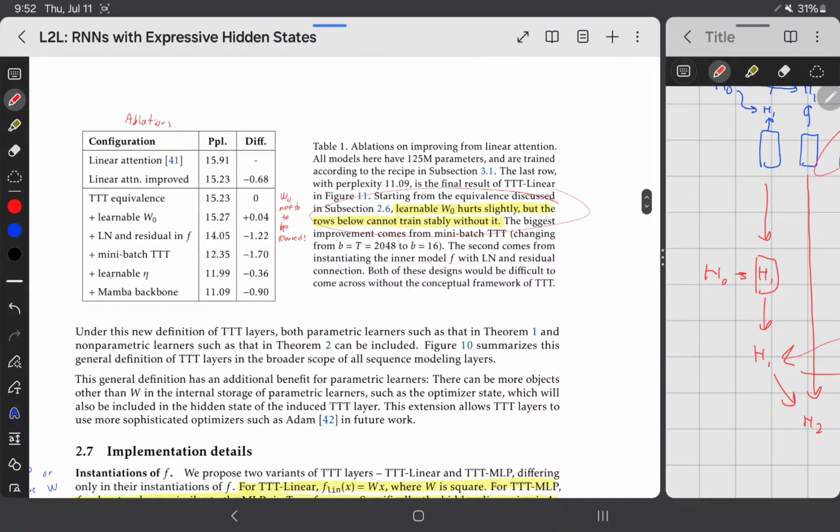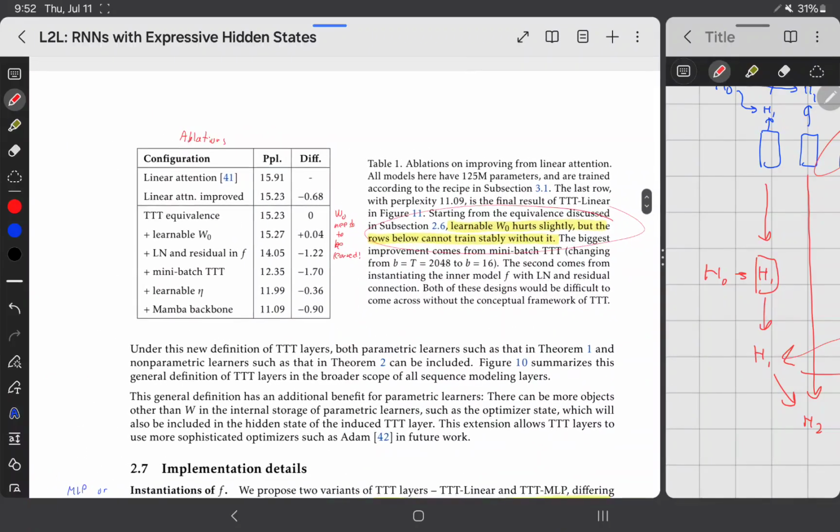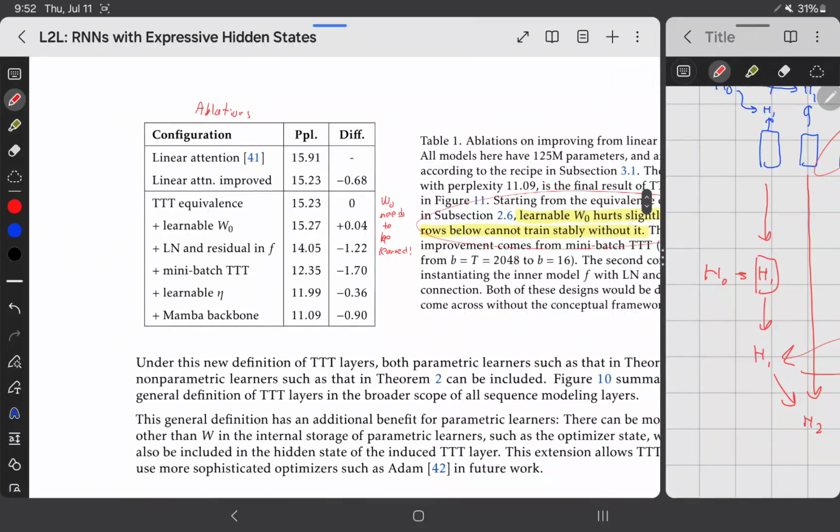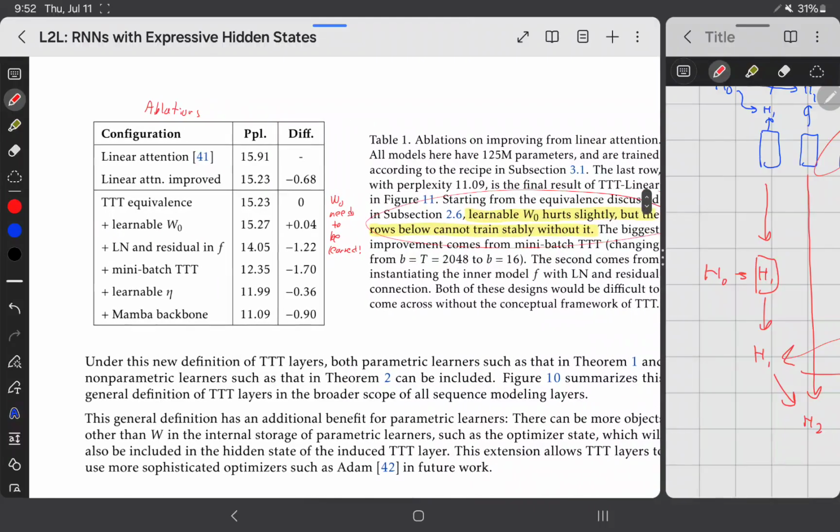Now let's go through the results. So let's look over here. If we look at the ablations that they do, they basically say, all right, we're going to start with the base model and we're going to start adding things. So the first thing they add is this learnable W0.